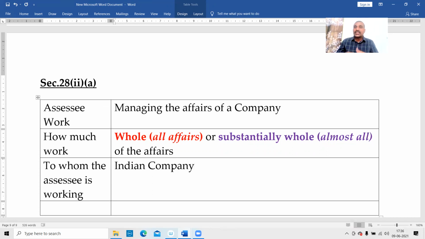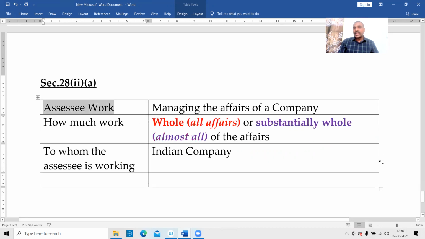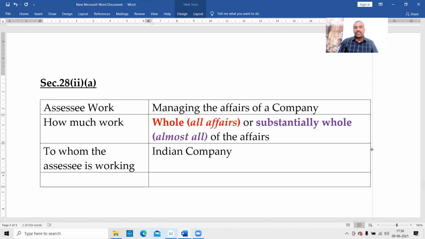The associate is the service provider. The associate is doing the work. He is the service provider. To whom was he rendering the service? He was rendering service to the Indian company. That means the service receiver is an Indian company.